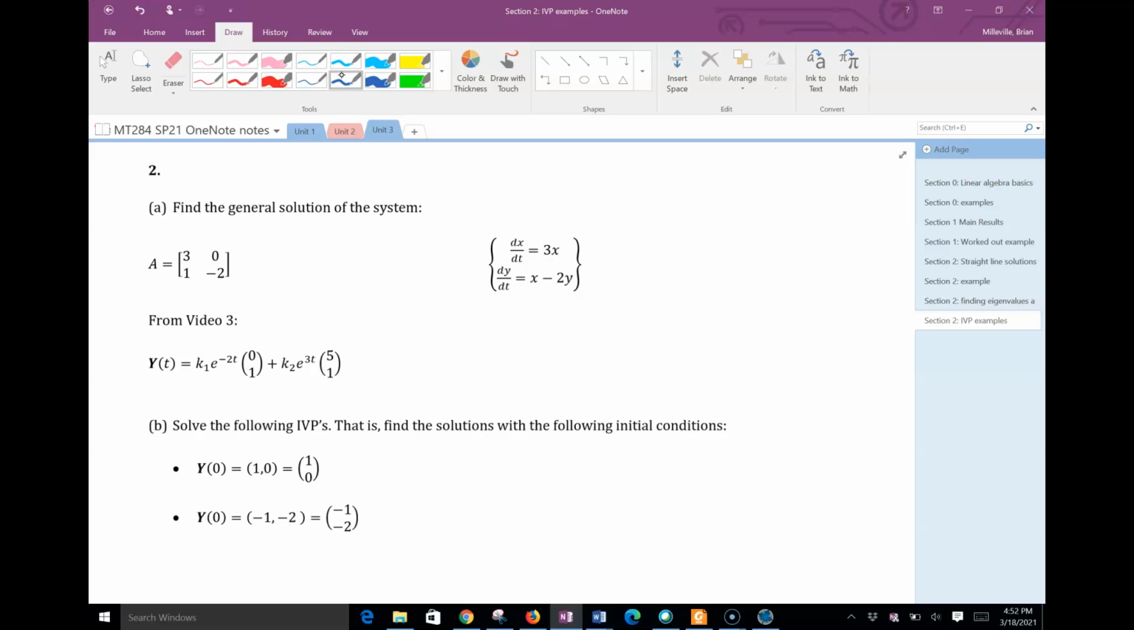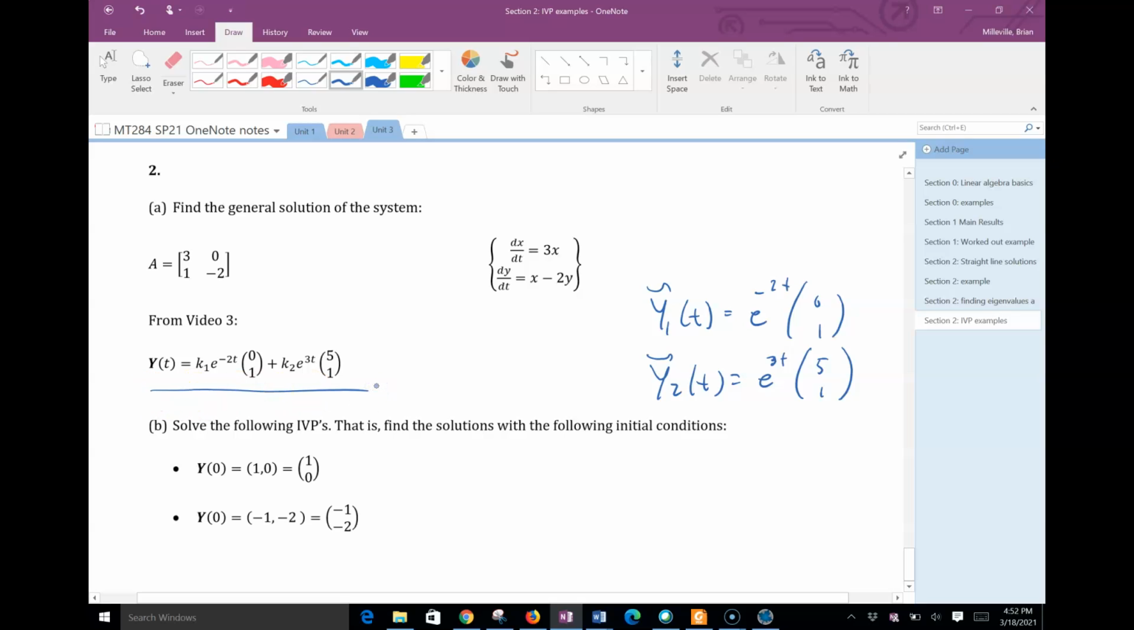it's a linear system of two differential equations and two unknown functions, we found that we had two straight line solutions. We called them in that video y1 of t, and that came out to be e to the negative 2t times 0, 1, and we had another straight line solution because we had distinct eigenvalues to this matrix, which was e to the 3t times 5, 1. And that allowed us to build the general solution by taking sums of scalar multiples of these solutions, which we refer to as a linear combination. So that is a general solution to this system.